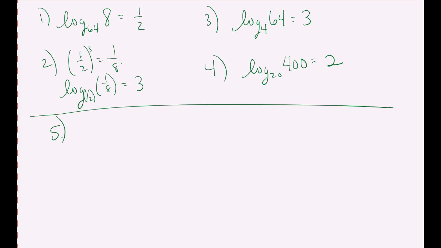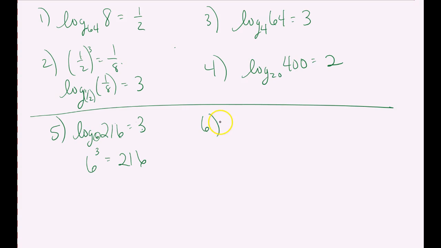Number 5 is going the other way, so it's giving you log base 6 of 216 equals 3. So I'm going to do the exact opposite of what I just did up here, right? So it's now an exponent. So the subscript base is still the base. These two switch places. So that's the exponent. That's the number that it equals.